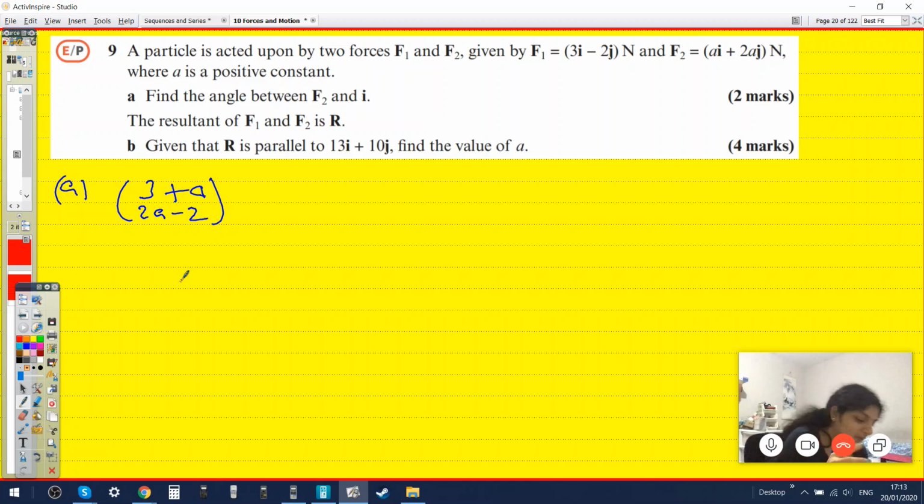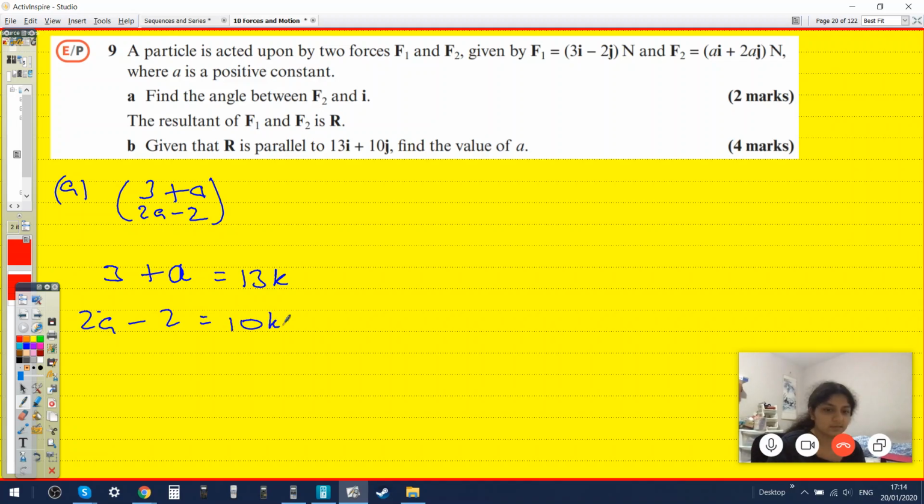So that basically just means that 3 plus A is equal to 13 and 2A minus 2 is equal to 10. Is that right? I think you're close. I believe it is 3 plus A would be equal to 13K, where K is some constant. Oh, yeah, there's a constant. So you have simultaneous equations again. 2A minus 2 is equal to 10K. So you can just solve to find A.